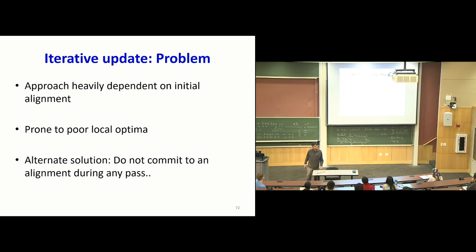So why was this happening? This happens because every time at each step, you're using the current model to choose an alignment. And then you're using that alignment to train your model. What if I don't choose a specific alignment? What exactly do I even mean by this statement?